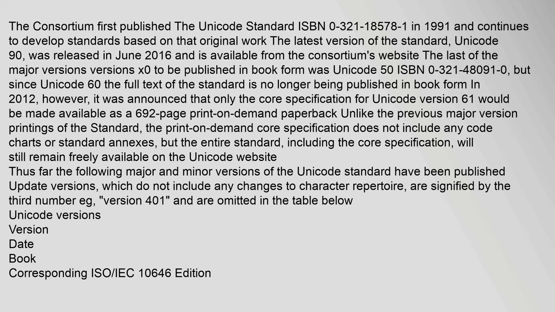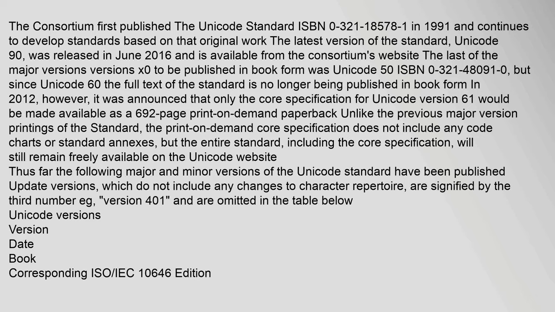The latest version of the standard, Unicode 9.0, was released in June 2016 and is available from the consortium's website. The last of the major versions to be published in book form was Unicode 5.0, ISBN 0-321-48091-0, but since Unicode 6.0, the full text of the standard is no longer being published in book form.